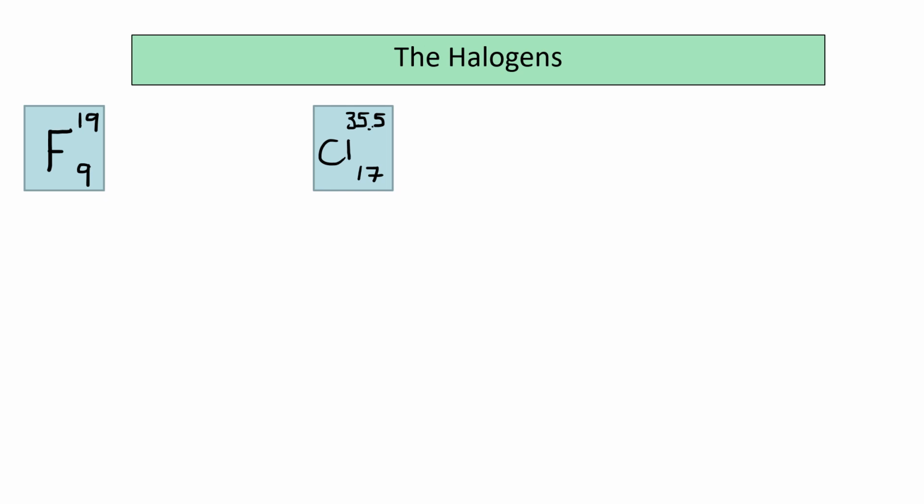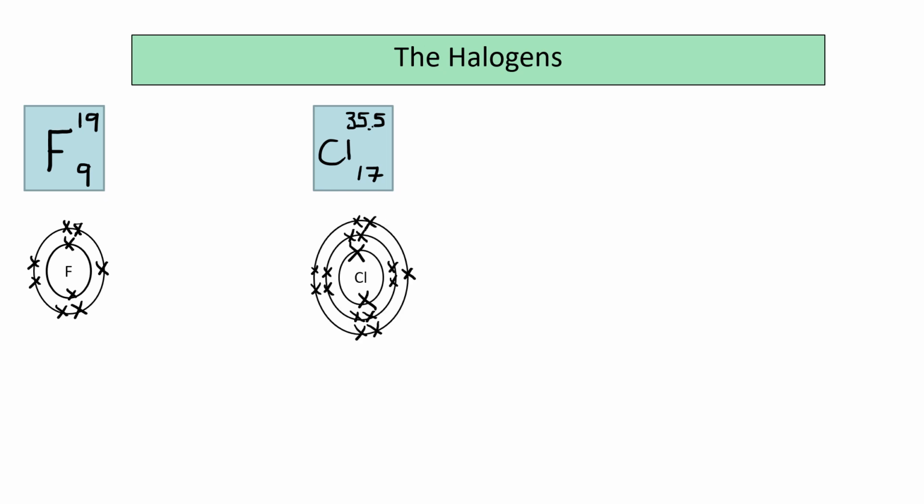Fluorine has an atomic number, or proton number, of 9, which means it also has 9 electrons in a neutral atom: 2 electrons in the first shell and 7 in the second. Chlorine has an atomic number of 17 and also 17 electrons. That means 2 in the first shell, 8 in the second, and 7 in the third shell.